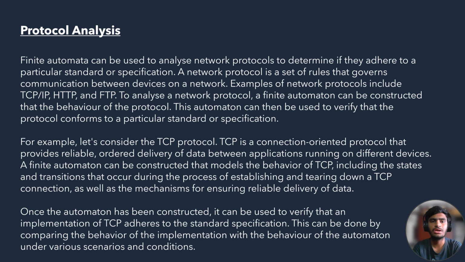First, we'll go with protocol analysis. Finite automata can be used to analyze network protocols to determine if they conform to a particular standard or specification. A network protocol is a set of rules that governs communication between devices on a network. Examples of network protocols include TCP/IP, HTTP, and FTP. To analyze a network protocol, a finite automaton can be constructed that models the behavior of the protocol. This automaton can then be used to verify that the protocol conforms to a particular standard or specification.